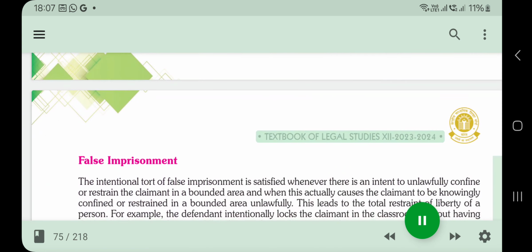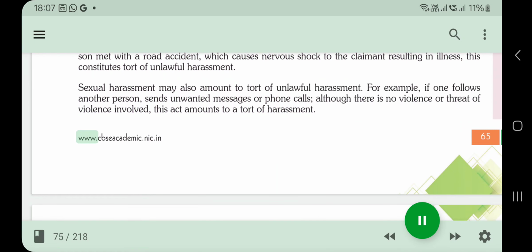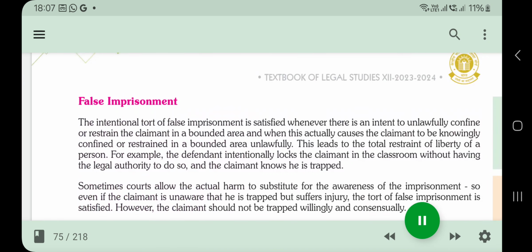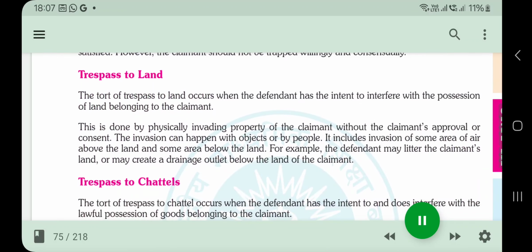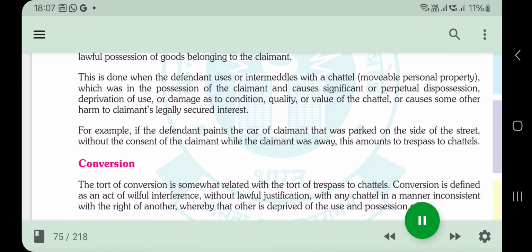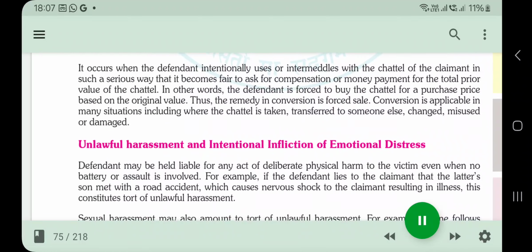Textbook of Legal Studies XII 2023-2024. www. CBSE Academic. NIC. In 65. Unit I. Unit 2 UNITIII Unit IV. UNITV. Unit V Unit 7 Unit V.